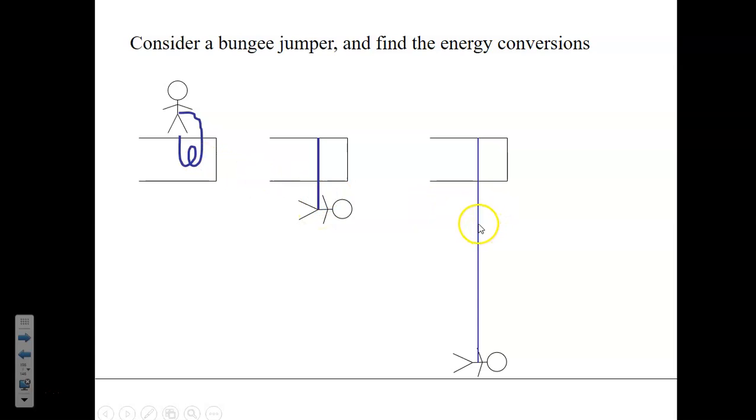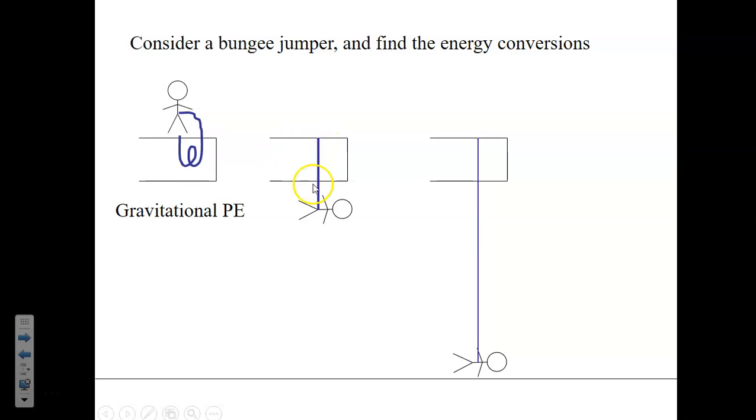Okay, and then here they've reached the very bottom of their jump. They've stretched the cord at the maximum that it's going to stretch. And we want to talk about the types of energy that we've got in each scenario. Initially our bungee jumper is starting off with what type of energy? Well, he's got gravitational potential energy because he's above the ground. He doesn't have any elastic potential energy because the elastic cord isn't stretched. Doesn't have any kinetic energy because he's not moving. So just gravitational potential energy.